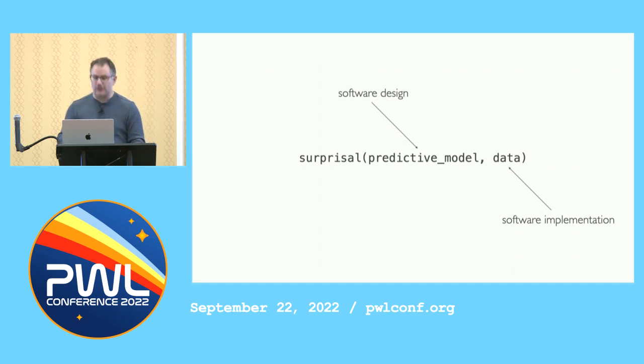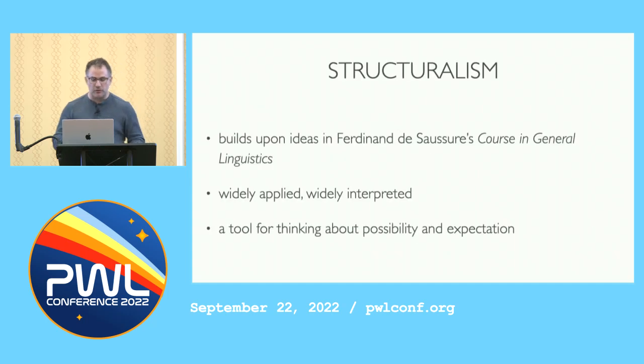But again, this talk is about software design, and so I want to focus specifically on that. How do we set expectations? The way that we're going to do that is using a field of literary analysis called structuralism that reached its peak in the mid-20th century. It builds upon ideas from Ferdinand de Saussure's Course in General Linguistics, which is one of the earliest seminal texts in semiotics. The label structuralist was thrown around pretty loosely. There are a lot of people who use it for a lot of different things, but for our purposes, it is a useful tool for talking about possibility and expectation.